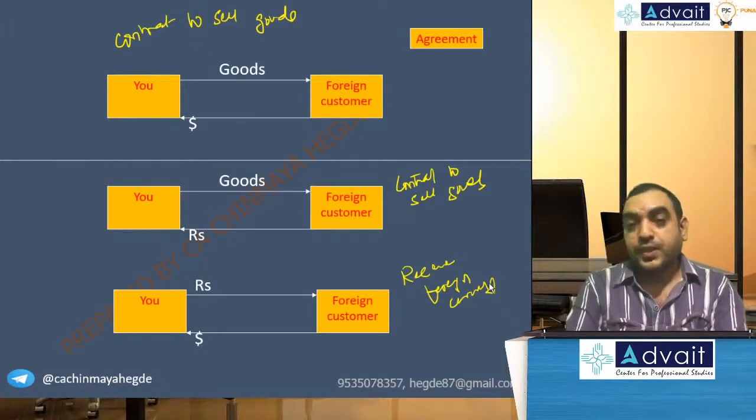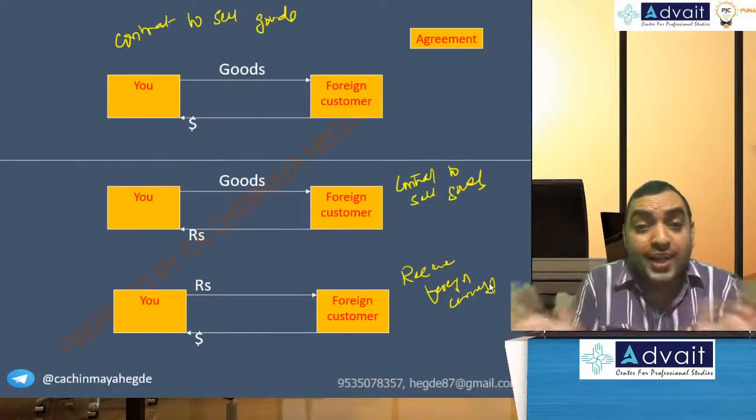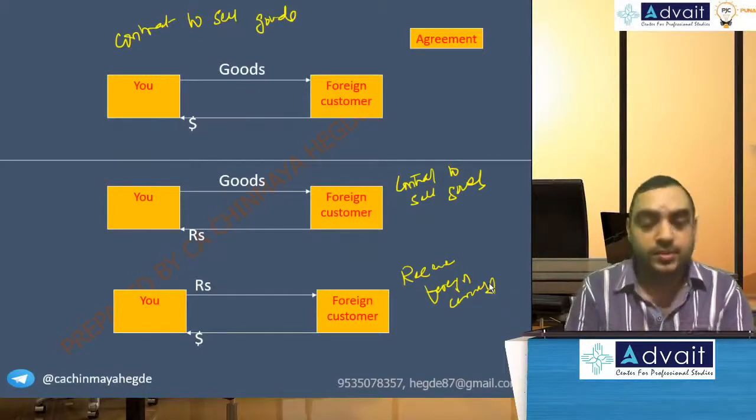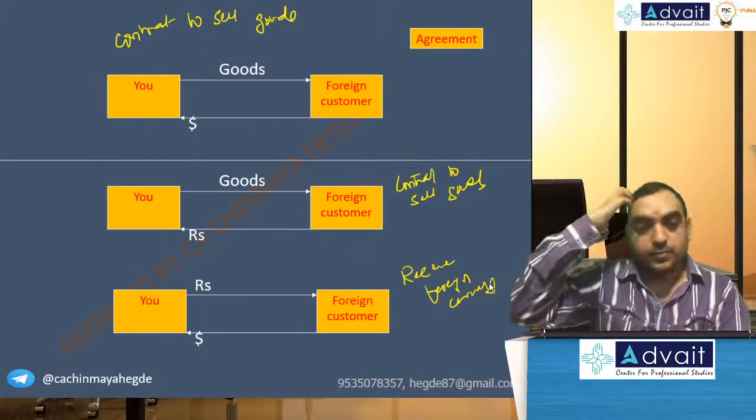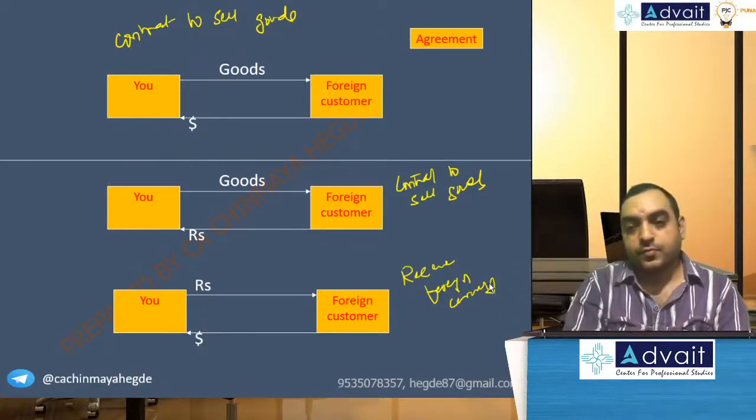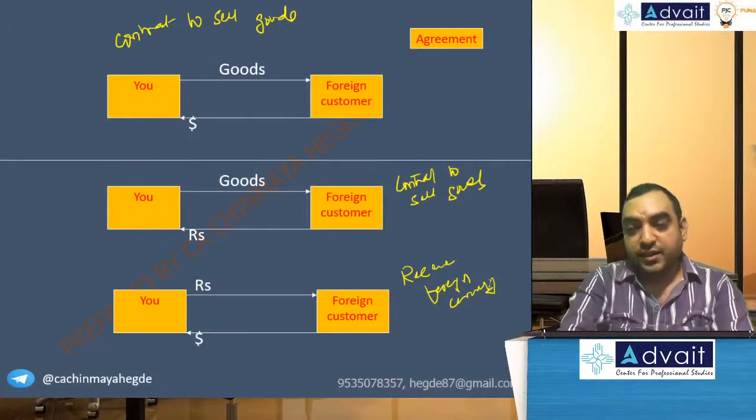Now receive foreign currency means, can you tell me whether it is a forward buy contract or a forward sell contract? Implicit, notional, not actual. I'm receiving foreign currency. So is it a forward buy contract notional or a forward sell contract notional?